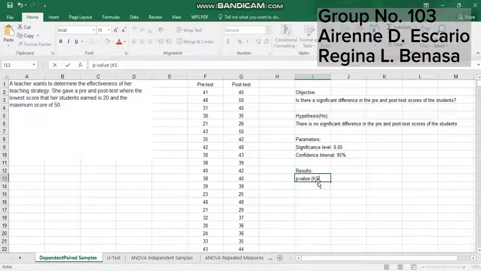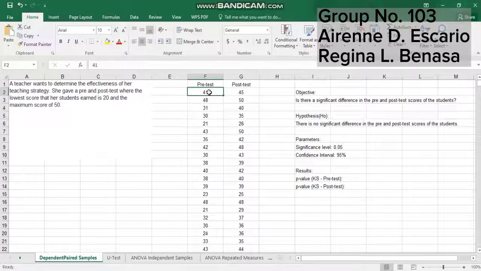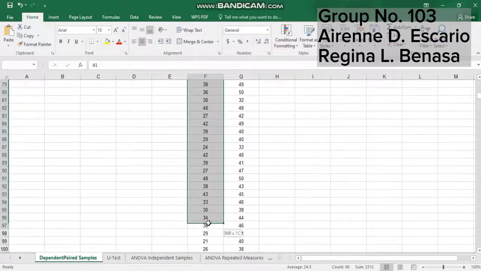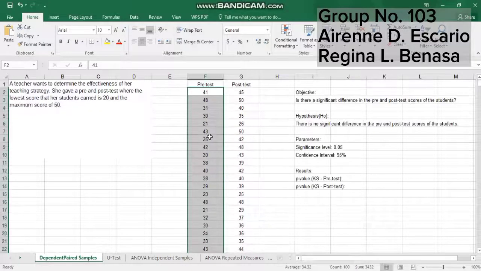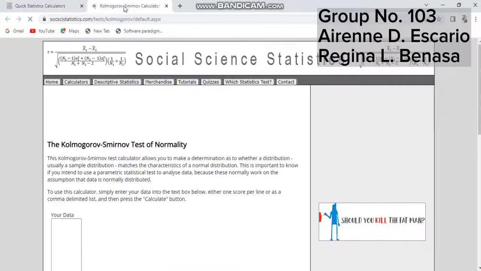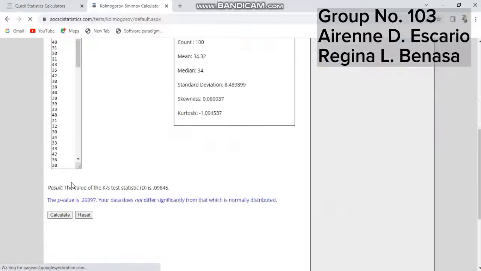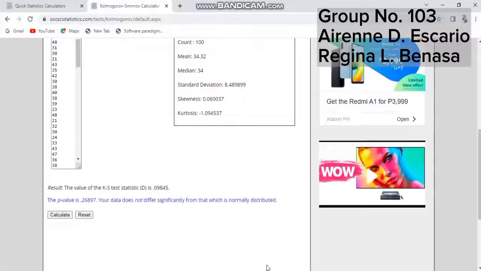Result number 1 will be the p-value that had been calculated using the Kolmogorov-Smirnov test of normality for each of the group. So before we proceed to the computation for dependent samples, let us first test if they are normally distributed using the Kolmogorov-Smirnov test of normality.